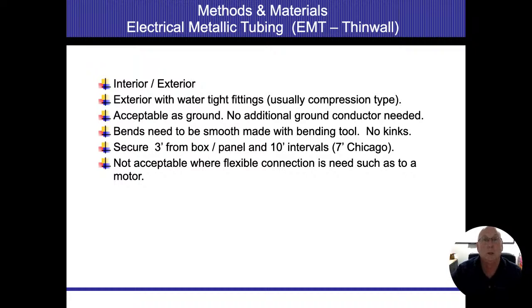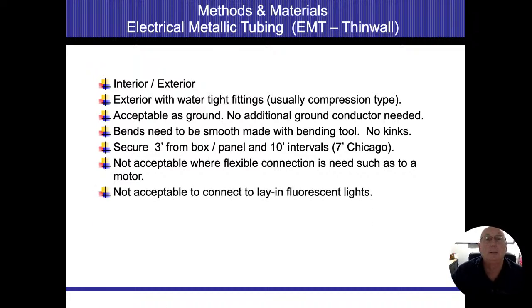In other words, if we have to be able to move something, then we have to have something flexible for that connection, is what he's saying. Not acceptable to connect to lay-in fluorescent lights, because we don't know, and what we're talking about is fluorescent lights in a drop ceiling. We don't know where those are going to land, and so they need to be moved a little bit. So we usually end up putting 6-foot whips on those so we can have access to it. If we go straight to it and we need to take that down, we're not going to be able to move that light fixture to get in there and fix or replace it. So we need to have that flexible conduit there.